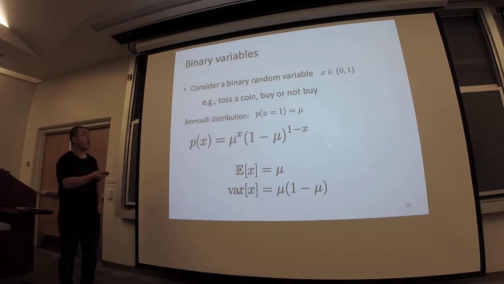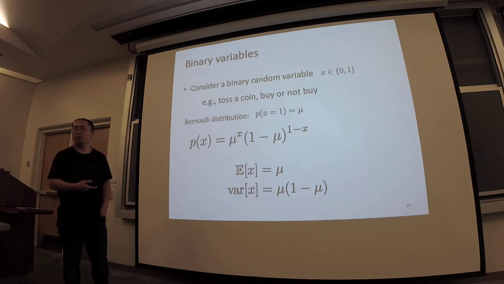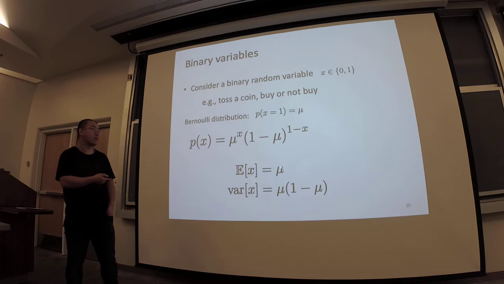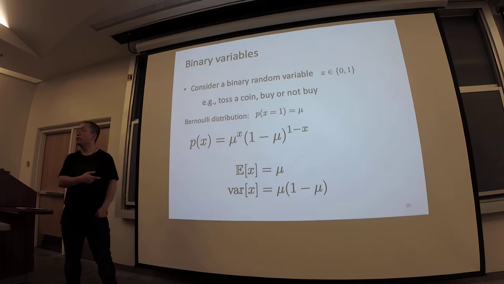And then based on this density function, we can calculate the expectation of the binary variable on the Bernoulli distribution, right? So the expectation will be simply mu, the chance of the variable taking 1. And the variance will be mu times 1 minus mu. Any question?